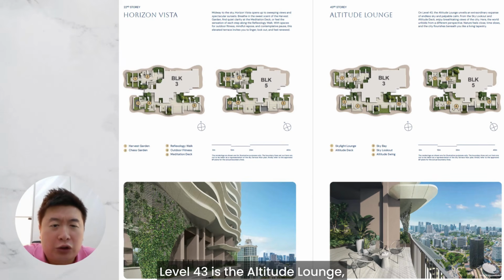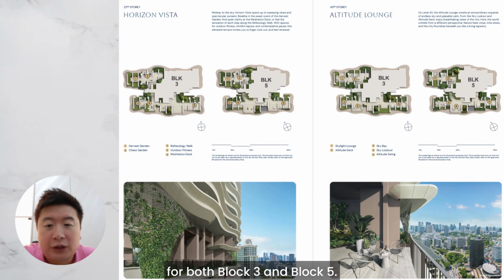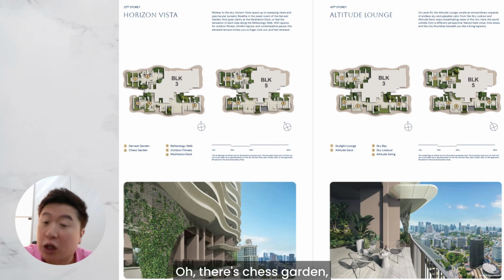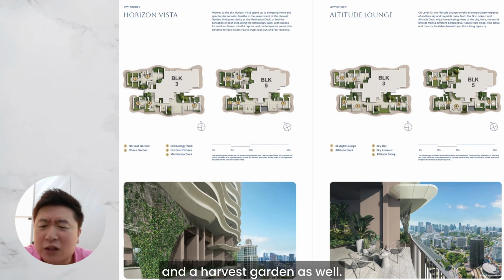Level 43 is the Altitude Lounge, for both Block 3 and Block 5. Effectively, you have some outdoor fitness, a meditation deck, and an area to sit down and relax. Oh, there's a chess garden as well, and a harvest garden as well. I don't know why that's popular. I'm not sure how it works out.